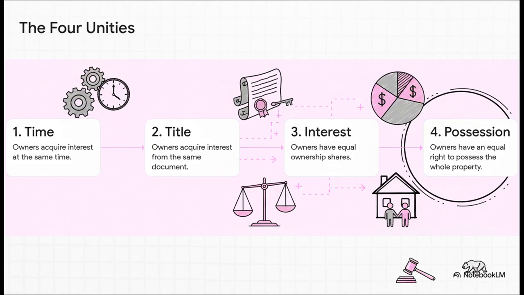Time means they all took ownership at the same time. Title means their names are all on the same deed. Interest means they have to have equal shares, like 50-50. And possession means they both have the right to use the entire property. If you break just one of these rules, you probably have a tenancy in common instead.